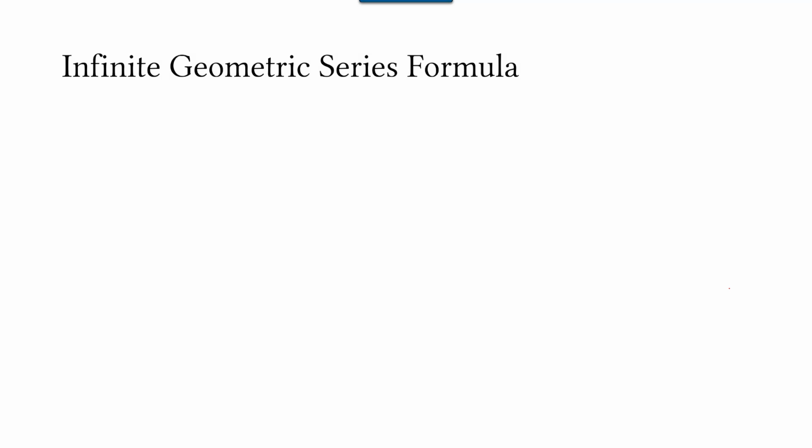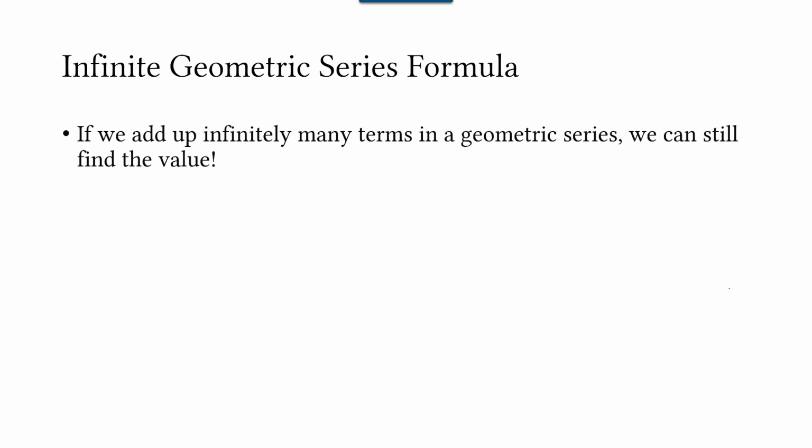Now, if instead of adding up finitely many terms in a geometric series, we wanted to know the sum of all of the terms, an infinite number of terms, we actually still have a formula we can use, and in some ways it's simpler than the finite formula. This is called the infinite geometric series formula. Though we haven't really seen that it's the case, it really is kind of a special formula. It allows us to add up infinitely many terms and still come out with a single value using the formula that we'll present here.